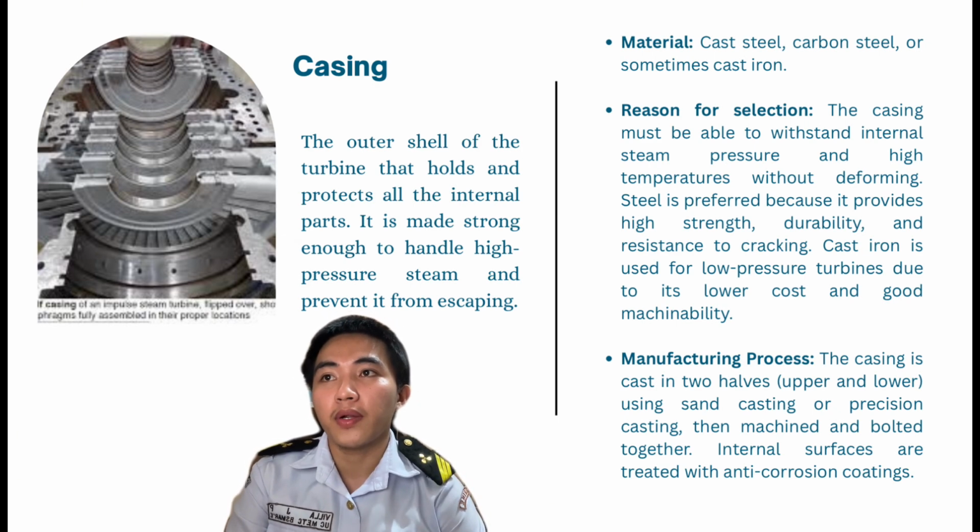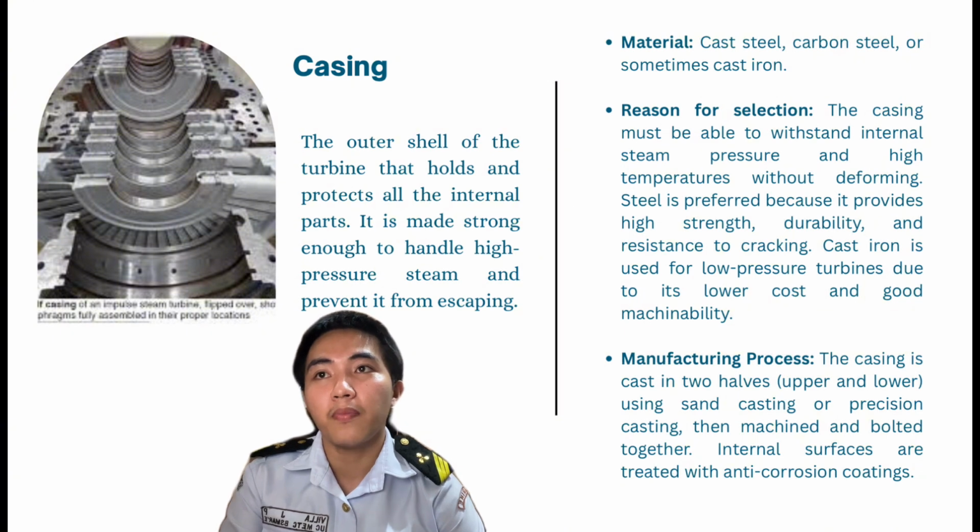Manufacturing process: the casing is cast in two halves, upper and lower, using sand casting or precision casting, then machined and bolted together. The internal surfaces are treated with anti-corrosion coatings. So the casing is the outside cover of the turbine. It keeps all the parts inside safe and stops the steam from escaping. It is made from strong metal that can handle heat and pressure.